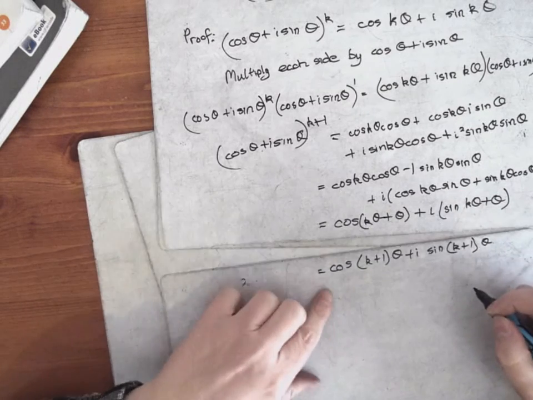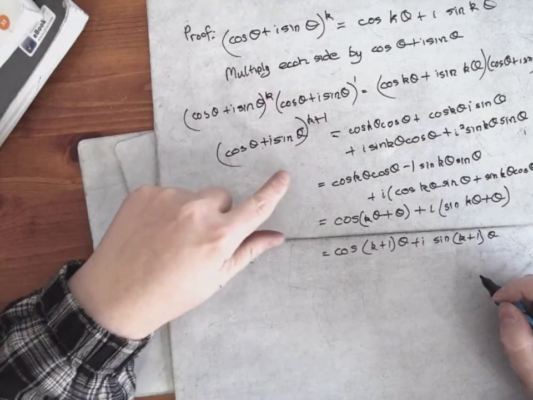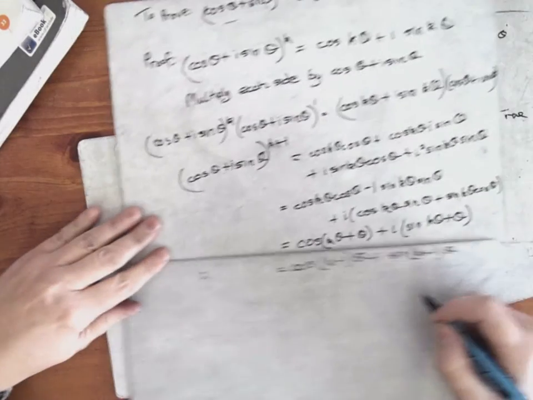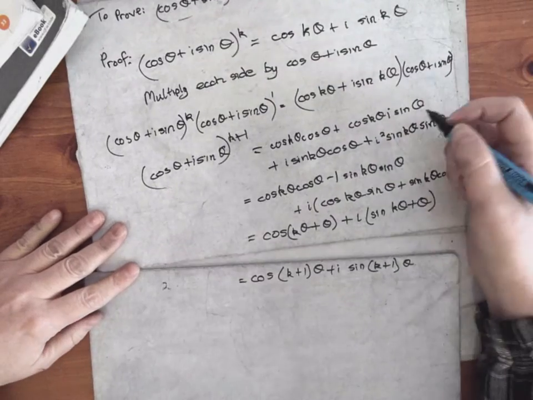So you've just proved what you wanted to prove. The left hand side is the same as the left hand side, the right hand side is now the same as the right hand side. So you have just proved what you want to prove.